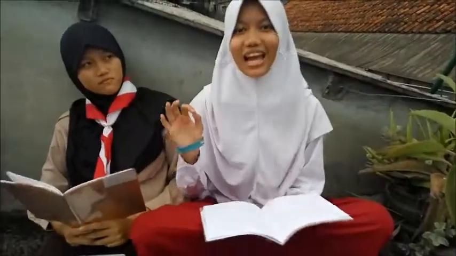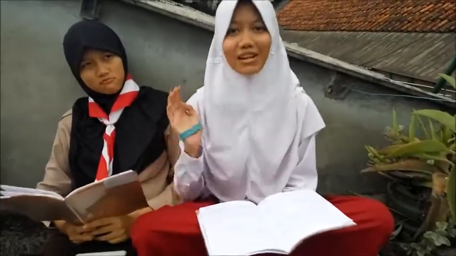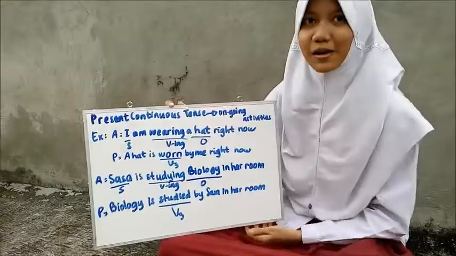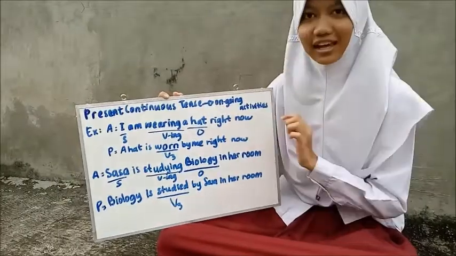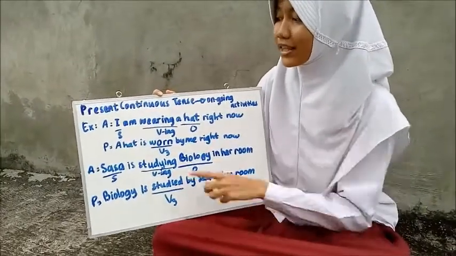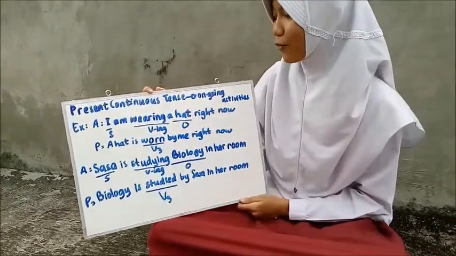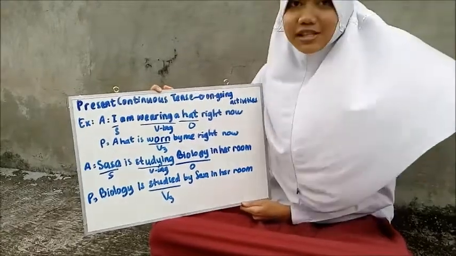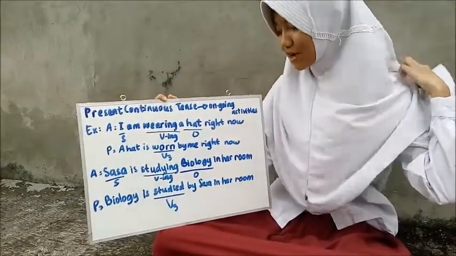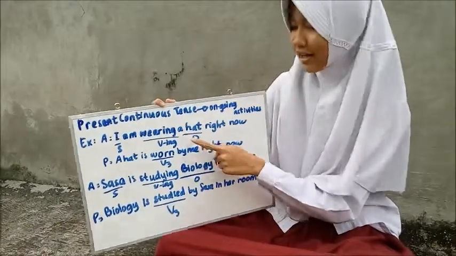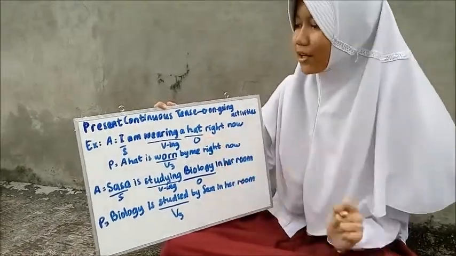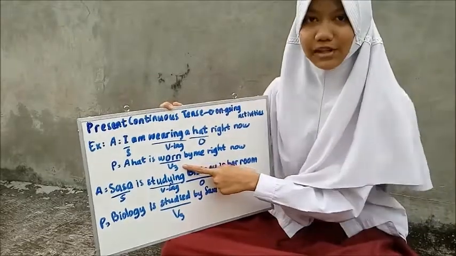Yes, that's easy. I will explain about present continuous and past continuous. Present continuous tense is explaining about ongoing activities. For example, the active voice is: I am wearing a hat right now, and the passive voice is: a hat is worn by me right now. I is the subject, wearing is verb-ing, hat is the object, and for the passive, worn is verb 3.